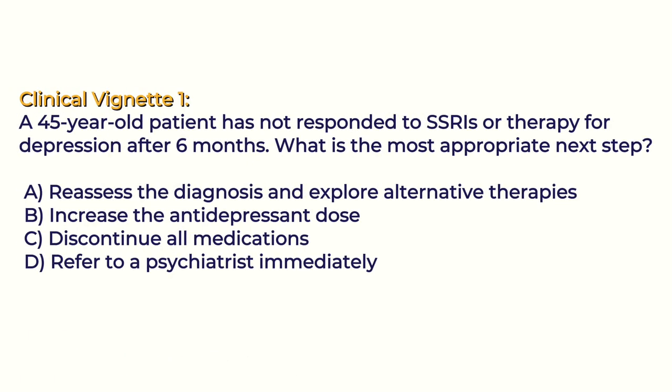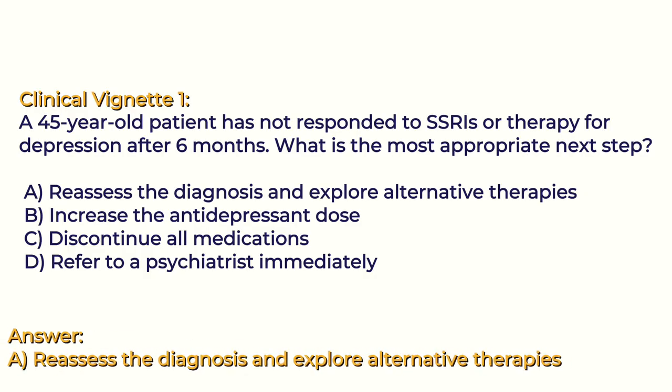Clinical Vignette 1. A 45-year-old patient has not responded to SSRIs or therapy for depression after 6 months. What is the most appropriate next step? A. Reassess the diagnosis and explore alternative therapies. B. Increase the antidepressant dose. C. Discontinue all medications. D. Refer to a psychiatrist immediately. Answer. A. Reassess the diagnosis and explore alternative therapies.